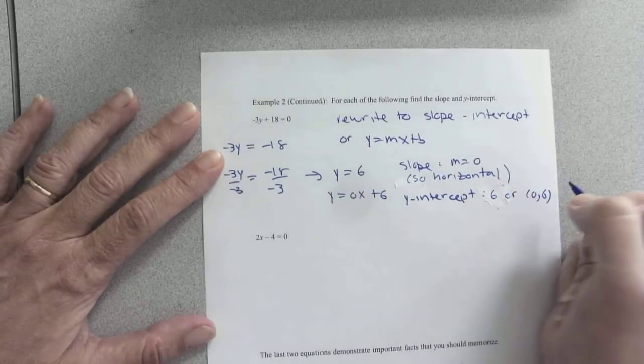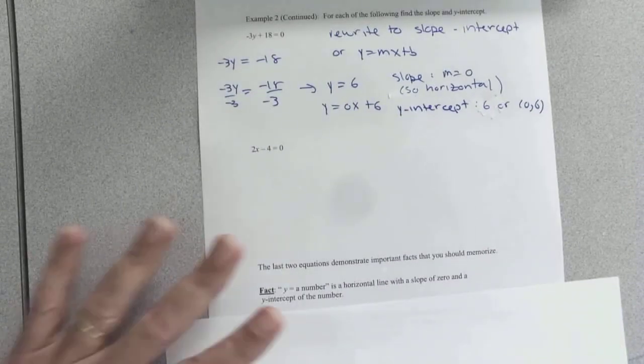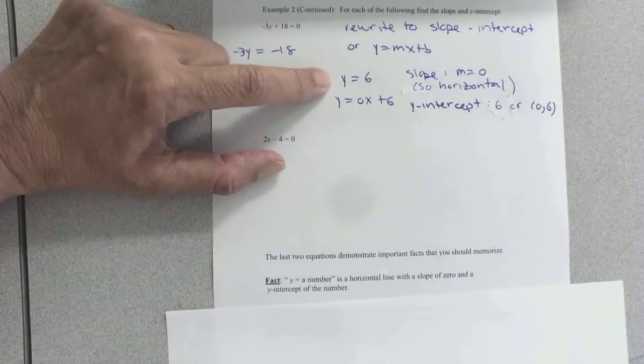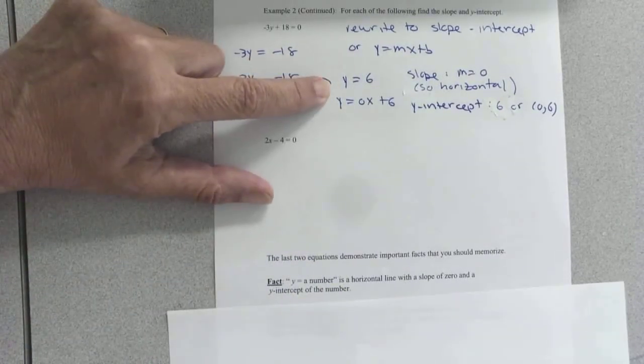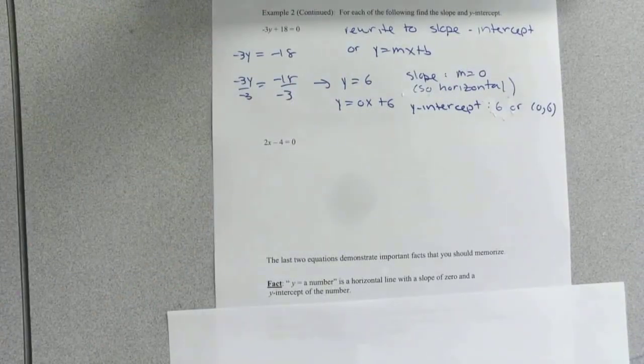Or 0.6. Now the reason why I threw that information in here, and we'll pop down to the bottom here, fact: y equals a number. And that's what we ended up with here. After we're doing our business of solving for y, we end up with y equals a number. Fact: y equals a number is a horizontal line with a slope of 0 and a y-intercept of that number.